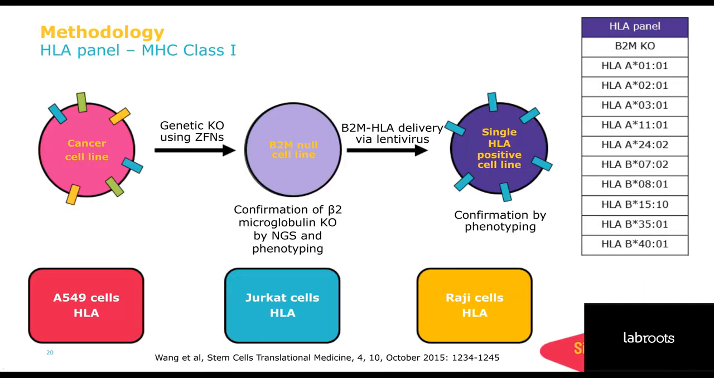So we chose 3 different cell lines. We used A549 cells, again, our lung cancer cell line, the Jurkat cell line, which is a T lymphocyte cell line, and Raji cells, which are a B lymphocyte cell line. And on the right-hand side of the slide, we picked some of the most commonly found human MHC Class I, shown on the right. We focused on HLA-A and HLA-B for this first panel, and we expressed each of these HLAs singly within the cells.